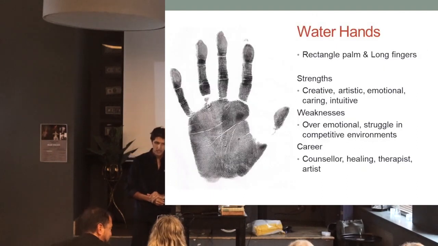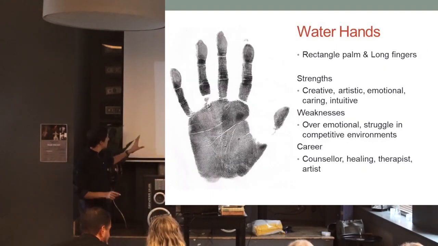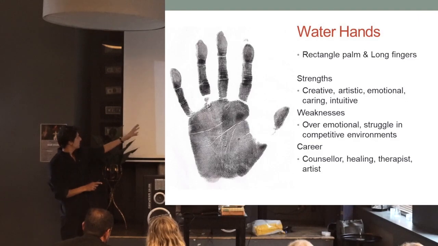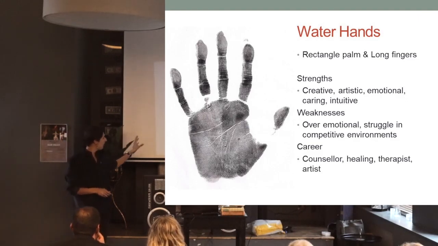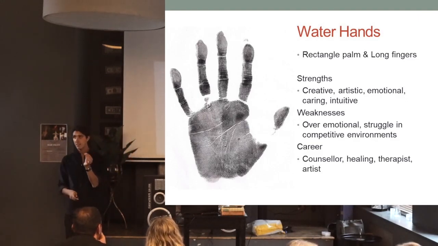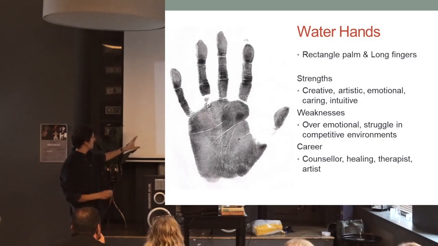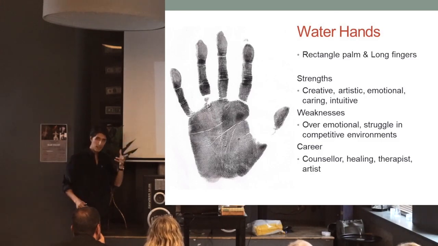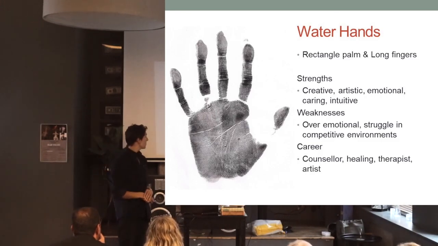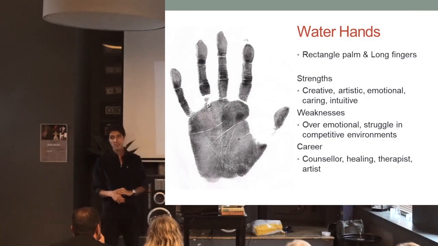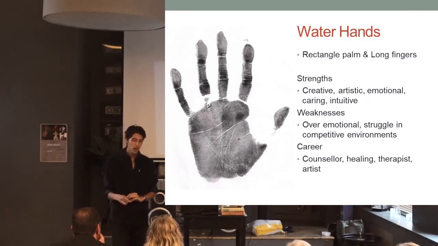And lastly, water hands. I'm not quite sure if you can get the image because of the projector, but you can see that the lines are a lot more delicate on this hand. They're a lot finer, and the hand itself is a lot more delicate and more curved. The fingers are a lot more slender and long. Water hands are by far the most emotional and creative types.